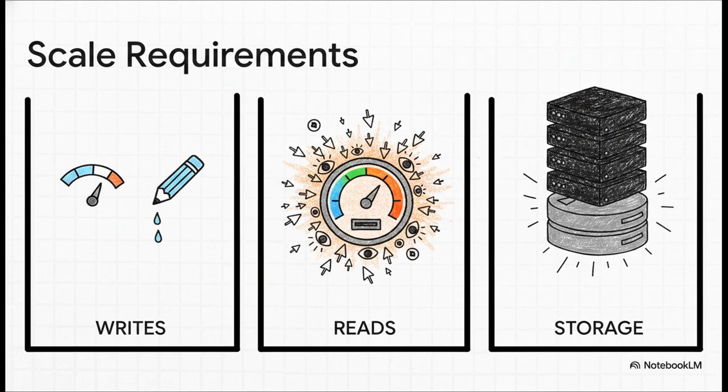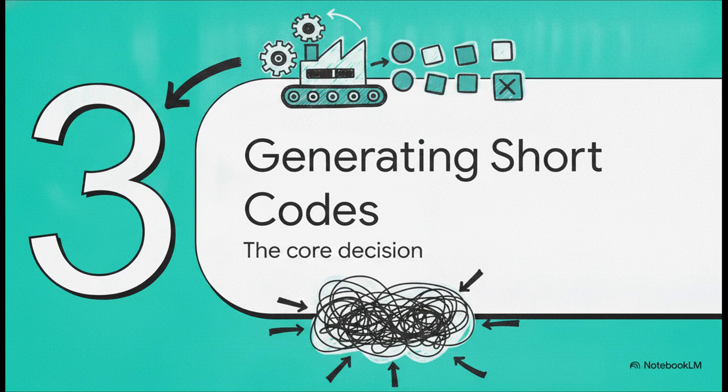Let's break this down. If we assume 100 million new URLs are created every single month, that actually comes out to a surprisingly low average of just 40 writes per second. But because of that wild ratio we just talked about, our reads are going to hit anywhere between 10,000 and 20,000 requests per second at peak traffic. Crazy, right? And as for storage, well, assuming a 500-byte record size for the original long URL plus some basic metadata, if we retain 5 years of data across roughly 6 billion records, we're looking at needing about 3 terabytes of storage capacity.